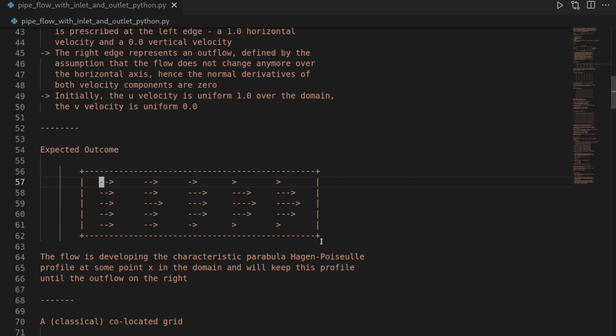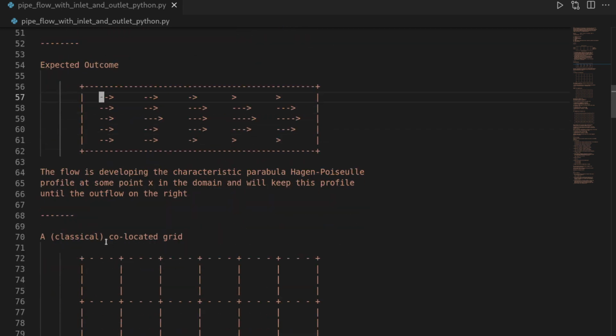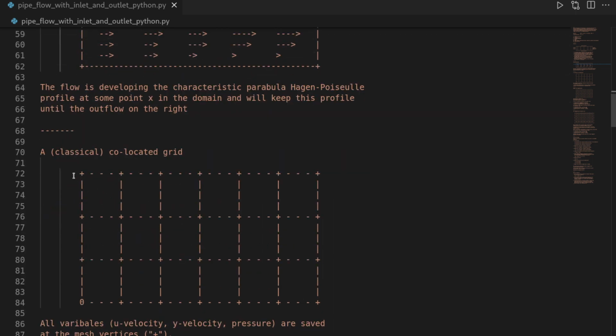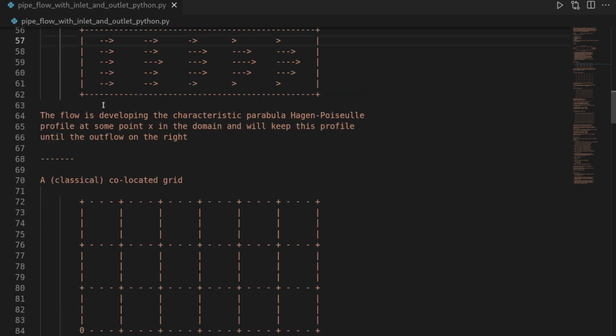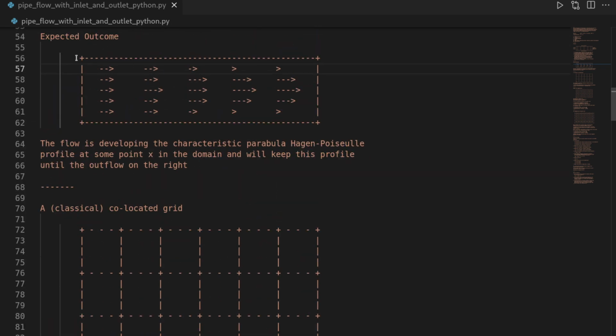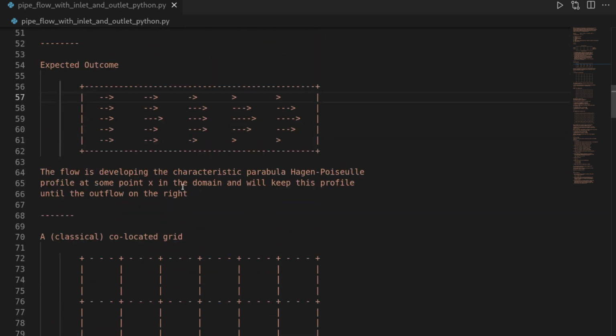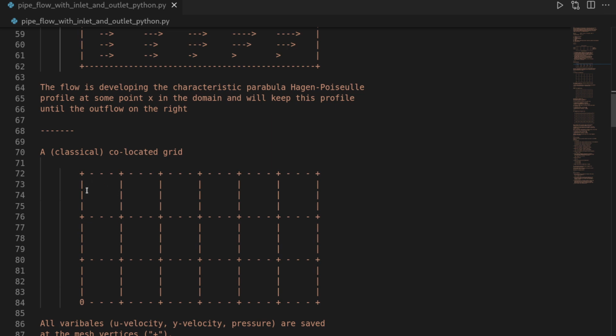How do we discretize our equations? The naive approach would be to use a so-called co-located grid, which you've also seen in previous videos of mine. And the idea there is that we just take our domain as it here is, so think of this being the channel or the pipe represented discretely with 3 elements in y direction and 6 elements in x direction.